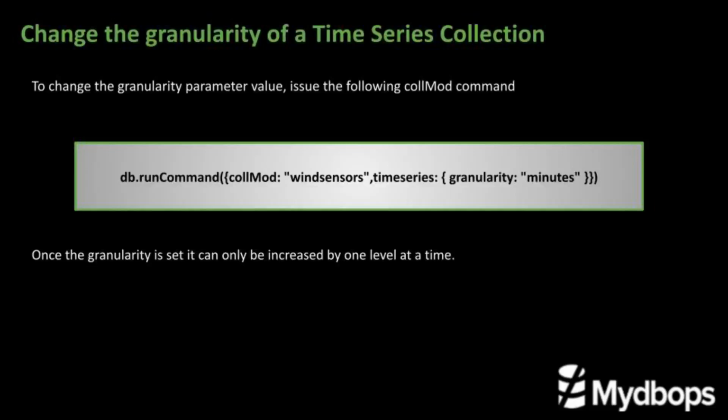If you want to change the granularity, we can only change the granularity level by 1. We can't change the granularity by 2 levels at a time, which means, for example, if you want to change the granularity level from seconds to hours, then you need to change it from seconds to minutes and then minutes to hours. And also, once you have increased the granularity level by 1, you can't decrease the granularity level back to seconds again.